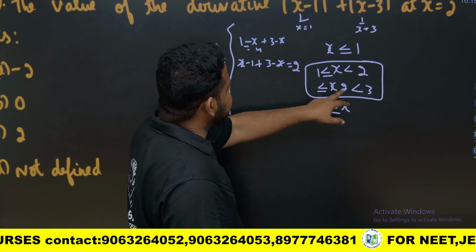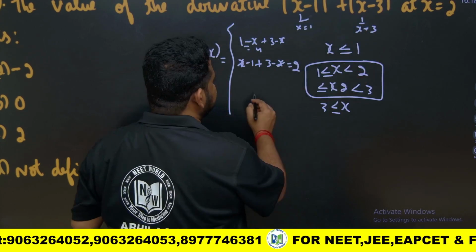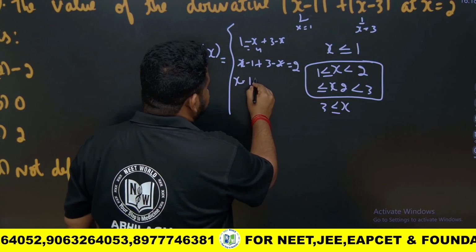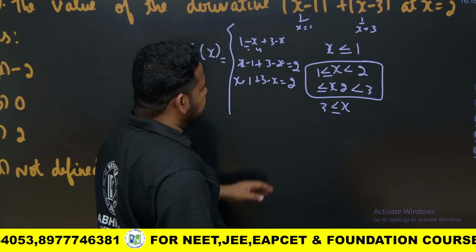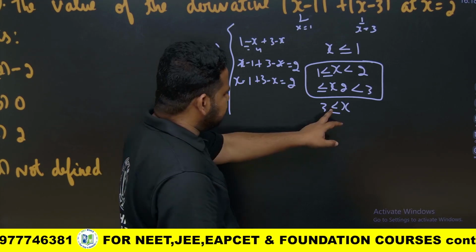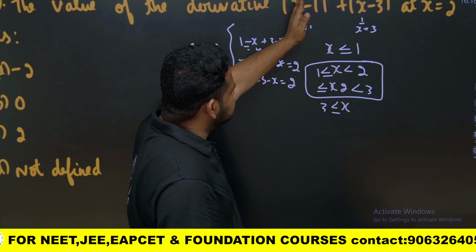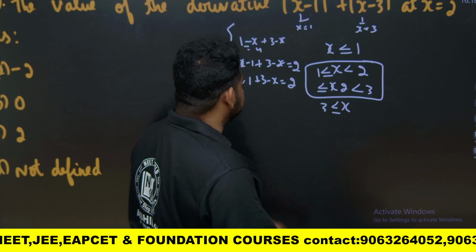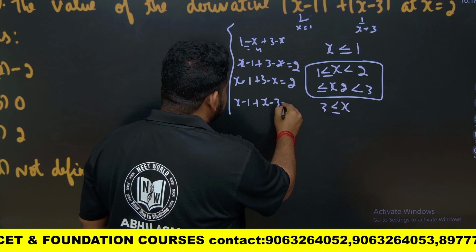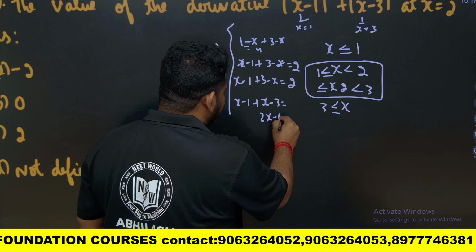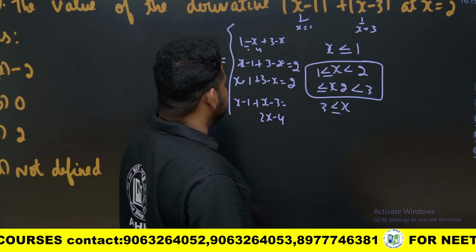Now, x is greater than 2, that means this will be positive, but x is still less than 3, so this will still be negative. So, x minus 1 plus 3 minus x, again I will get 2. Now, here x is greater than or equal to 3, that means both are positive. What will I get? x minus 1 plus x minus 3, which is 2x minus 4. But I am not concerned about this point, I am concerned about only these 2 points.